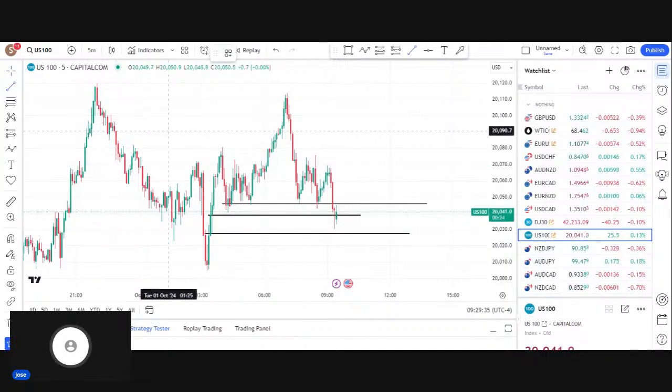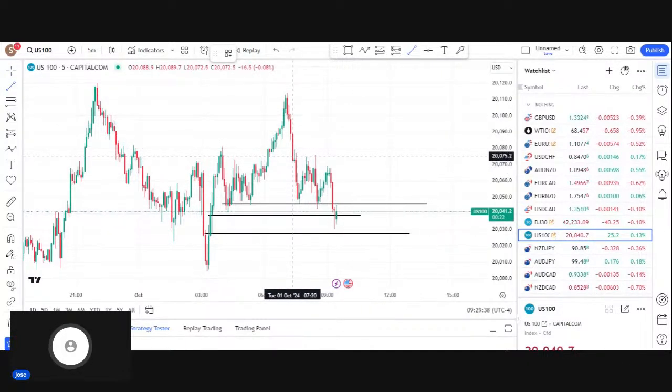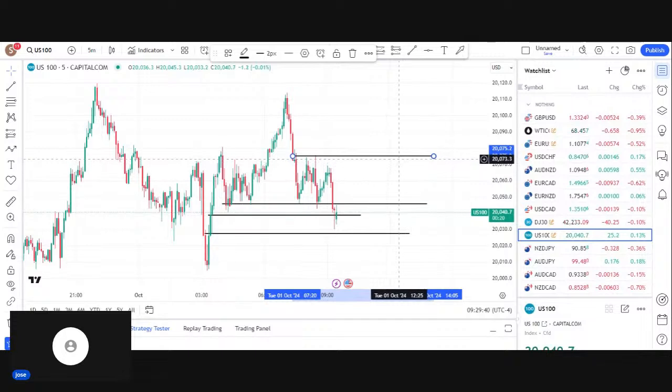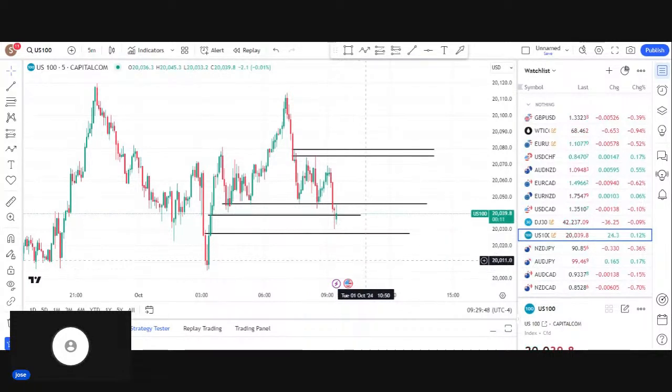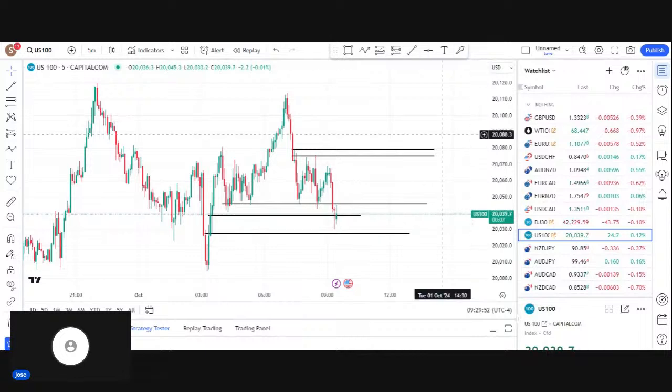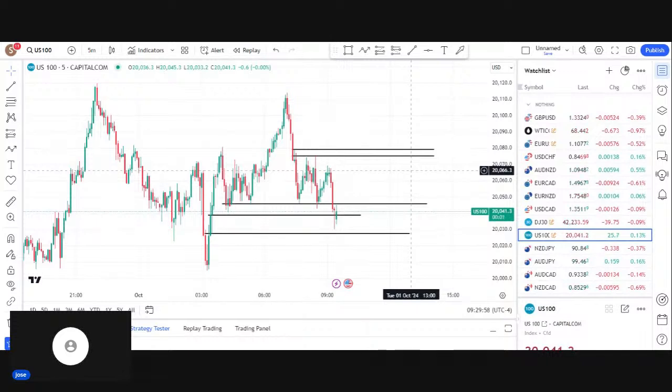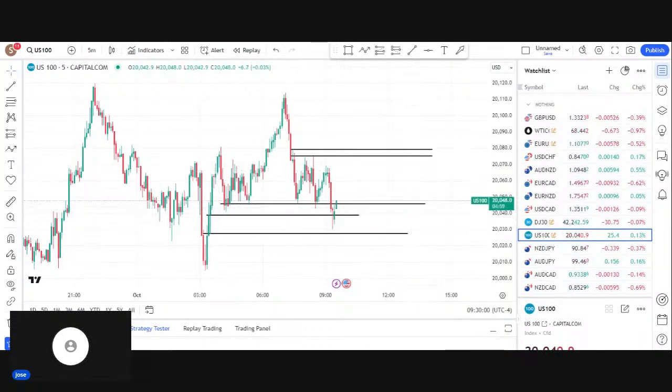So you have two options. You can either wait for price to break below this level and get in a short position, or wait for price to break above this level and go long. That is how I would trade this, having no other confluence. But yeah, that is how I'd do it.